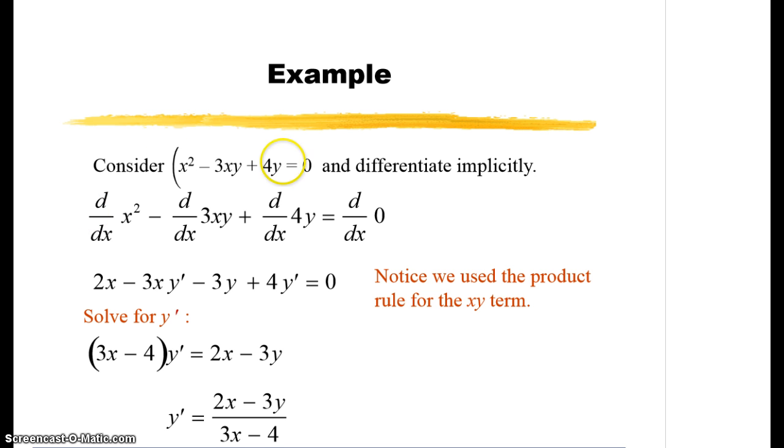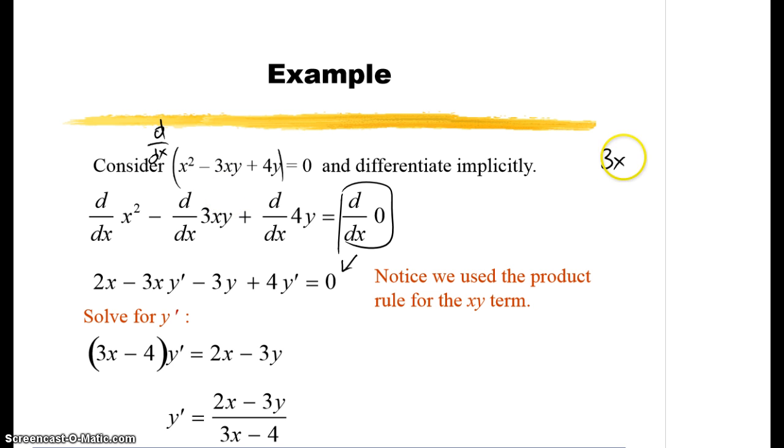On the left hand side, that's the same as taking the derivative with respect to x of each one of these terms. Okay? On the right hand side, once again, we get 0. Well, the derivative of x squared with respect to x is 2x. The derivative of 3xy with respect to x, notice we have to use the product rule for that.